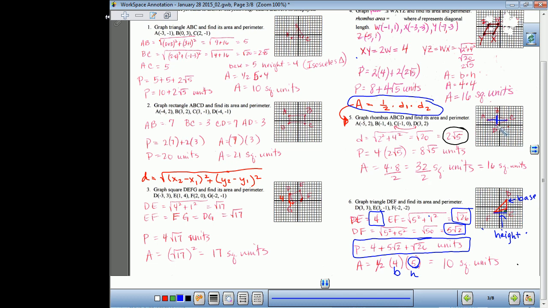Okay, so I found the length of one of these sides. I found it by going over 2 and up 4. So this distance is 2, this distance is 4. So I used the Pythagorean theorem, which yields the distance formula. So I get 4 plus 16, so it's square root of 20. Square root of 20 breaks down into 4 and 5. So each side of this rhombus is 2 roots of 5. Well, a rhombus has 4 sides. So 4 times 2 roots of 5 is 8 roots of 5.